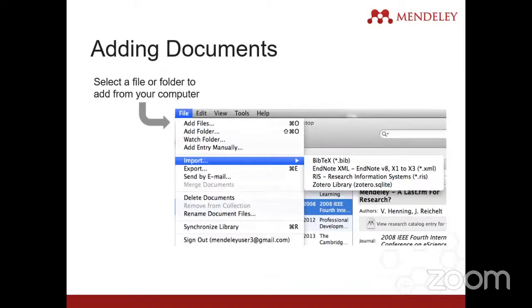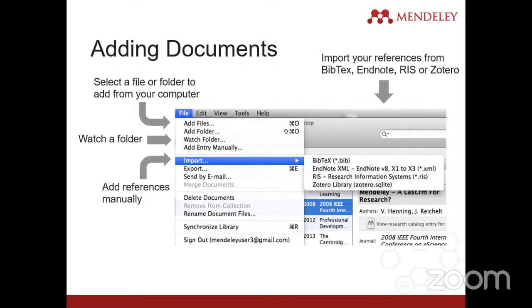After this, you can also import from BibTeX, from EndNote, from RIS, from the Zotero library. You can import from other libraries, and from other websites like PubMed, like Science Direct, like other databases. For example, you can see the folder and add references manually. You can also import your references from BibTeX, EndNote, RIS or Zotero. These are reference management software that are used worldwide for research purposes in all kinds of universities.